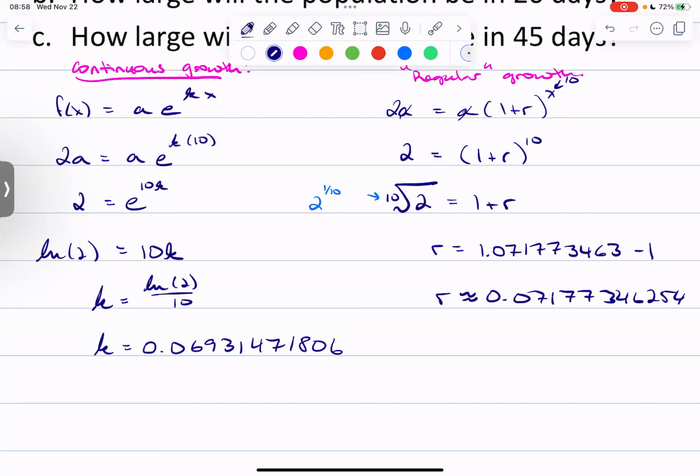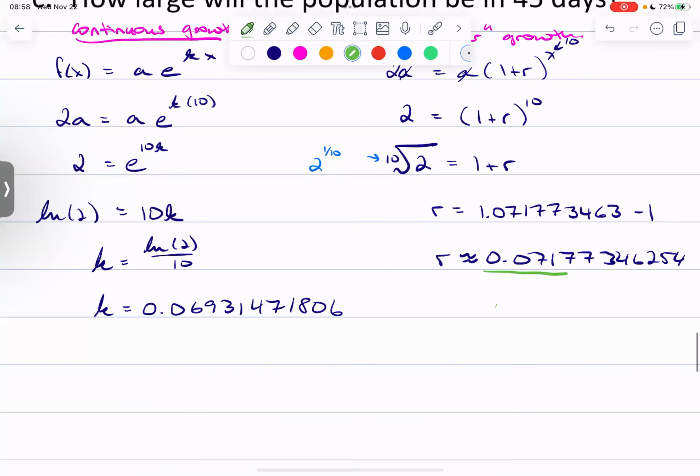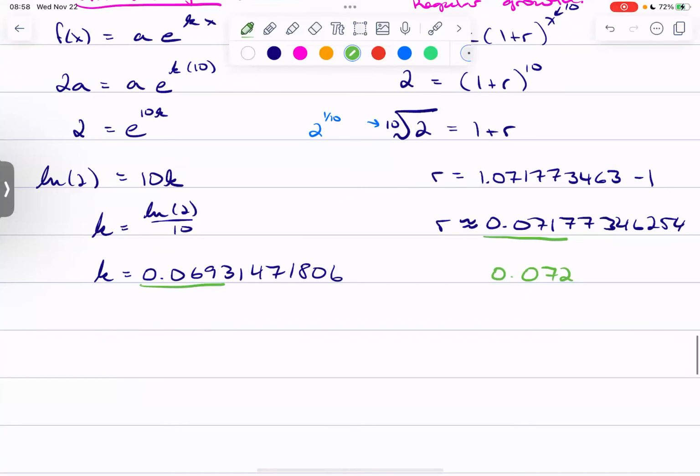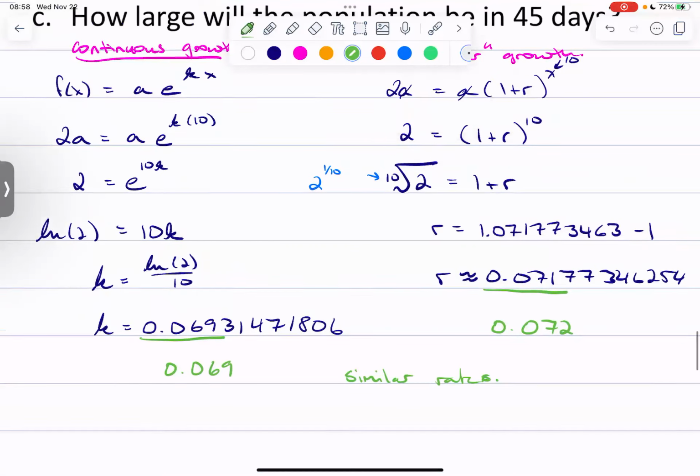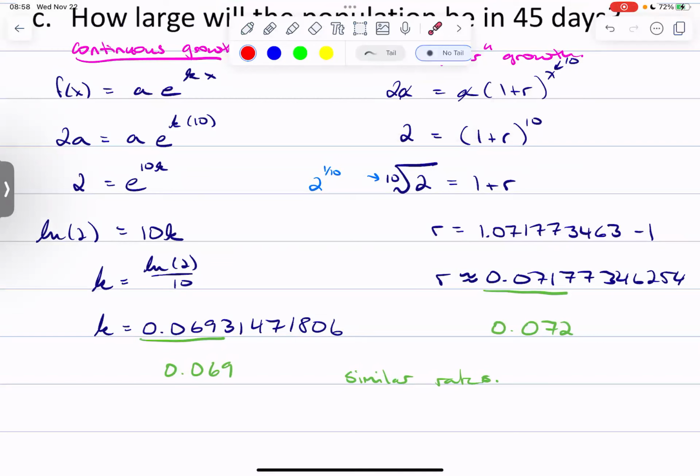Pretty similar, right? 0.072 versus 0.069. We have similar rates, regardless of how often things are compounding. Similar.